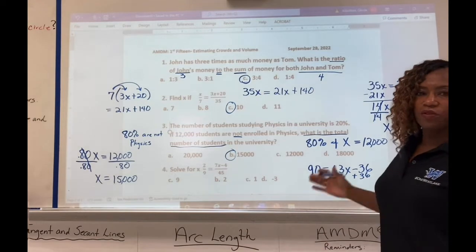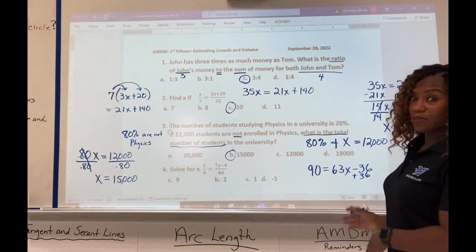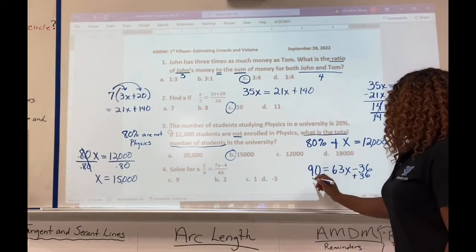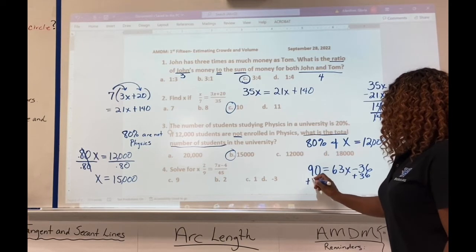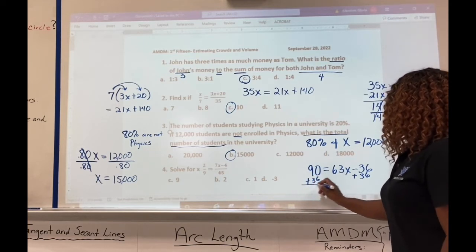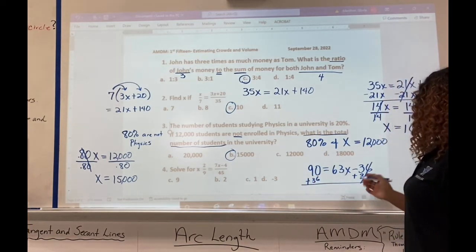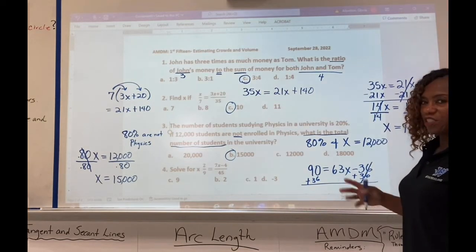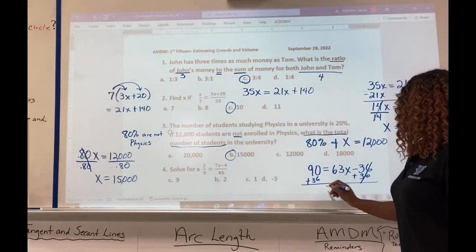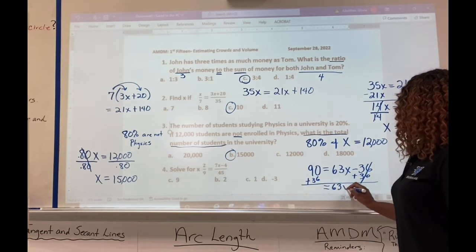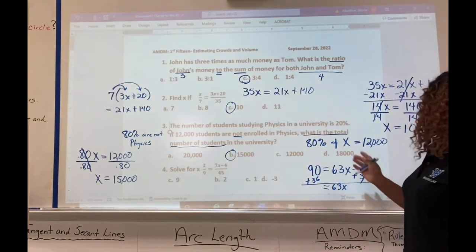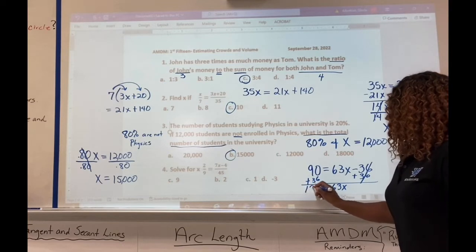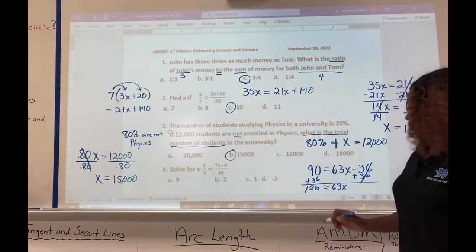Of course, whatever you do to one side of the equal sign, you have to do to the other. So I need to come over to the left side and put a plus 36 also. And what that does is it cancels these because opposites cancel out to 0. And I bring down everything that's left. So I've got 63x still over on the left-hand side, and then I've got 126 over on the right-hand side.